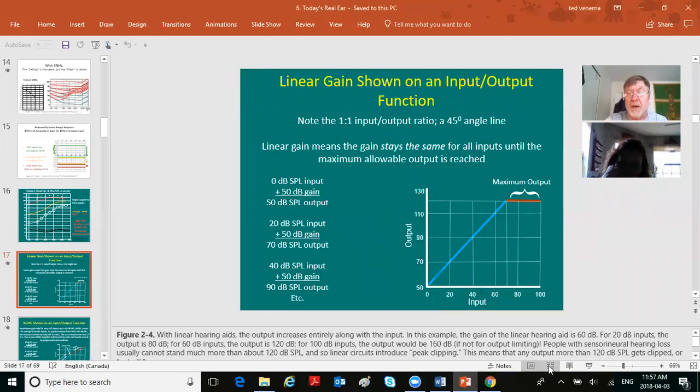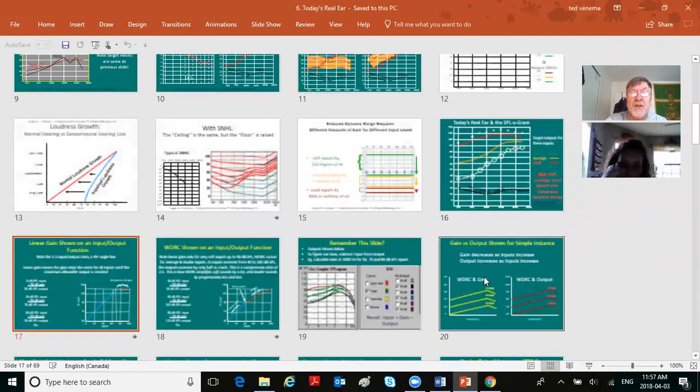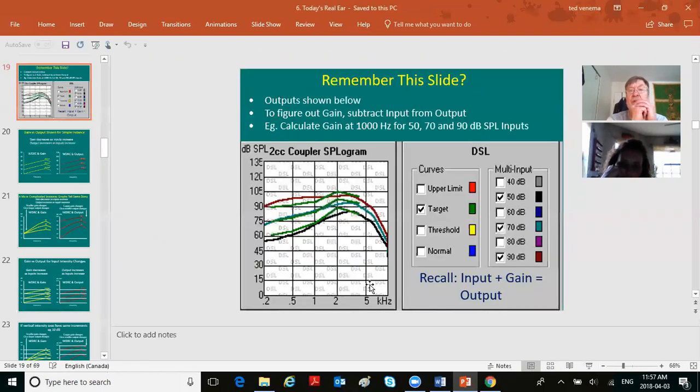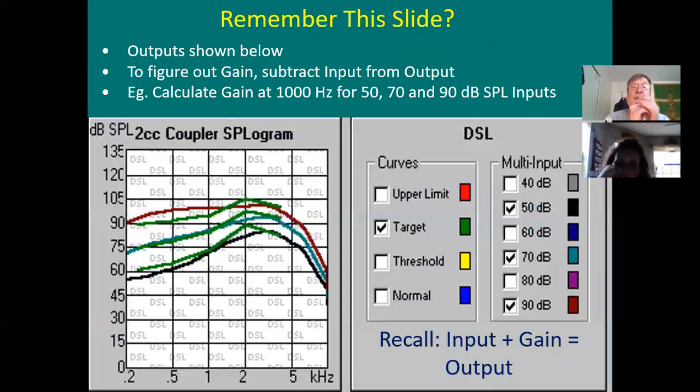Let's see if I've got it in my picture here or not. Yeah, I do. Perfect. Let's look at this picture. I find this one very instructive. Here we go. Here's 3 targets. You can see on the left, the green targets. You'll see an output for loud inputs, an output for average inputs, and an output for soft inputs. And look on the right, you'll see your multi-inputs, 50, 70, 90. Recall, input plus gain is output.